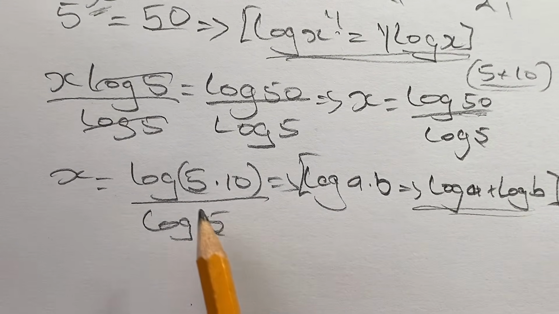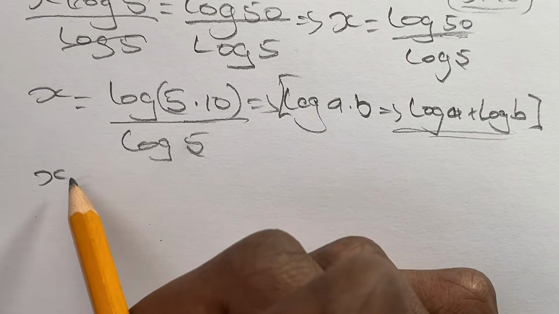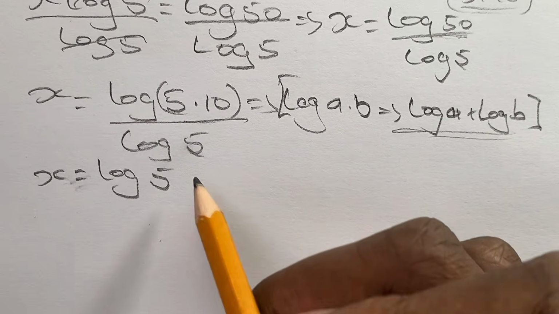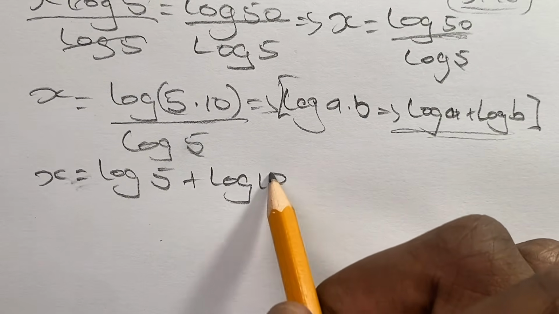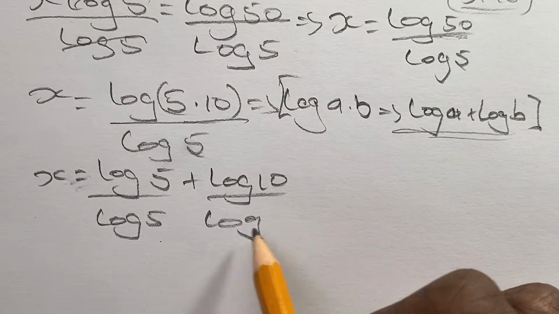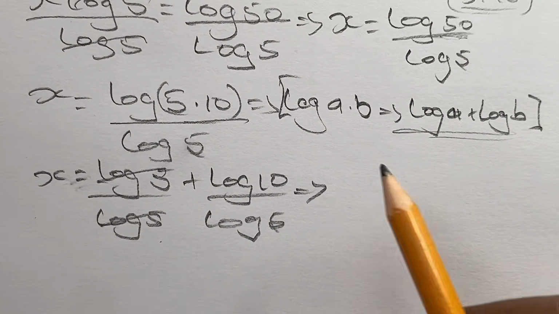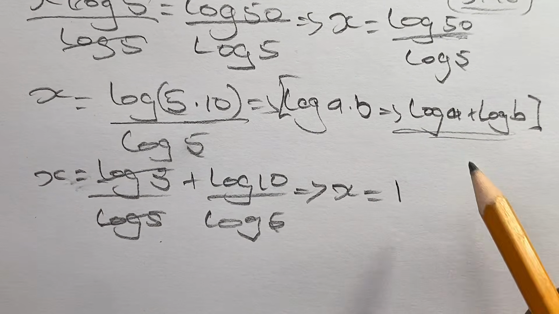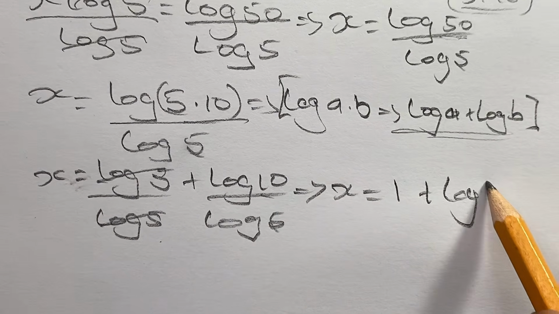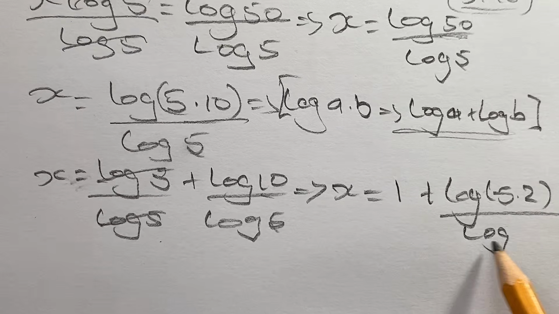So having that, we can do the same here. Going forward, we say that x is equal to log 5 plus log 10, and of course, we have these over the log of 5. Here again, we cancel out log 5. And so therefore, x is equal to 1 plus log of 10, and we will write 10 as 5 times 2, all over the log of 5.